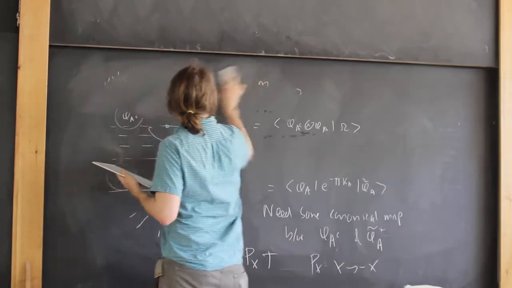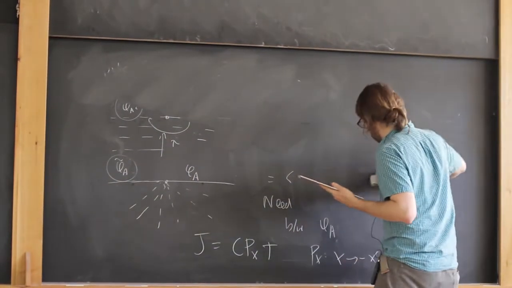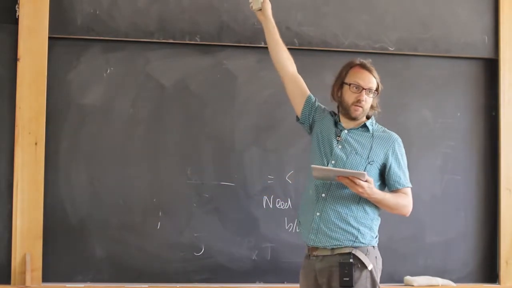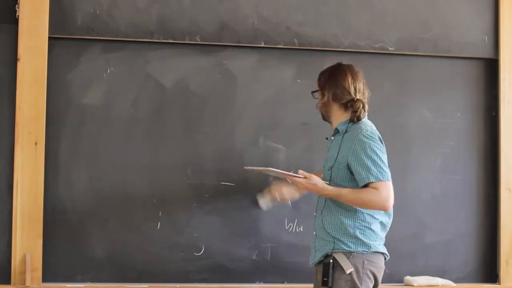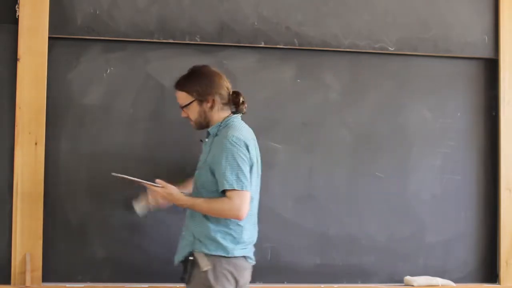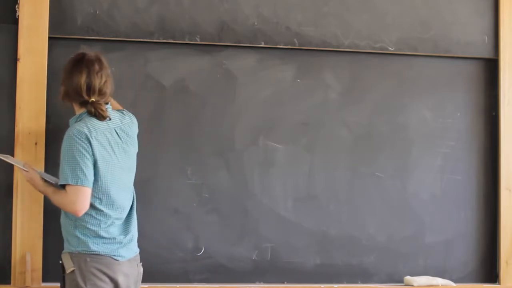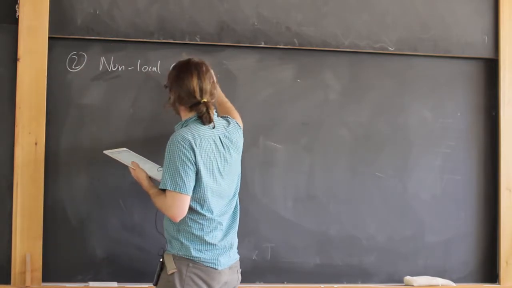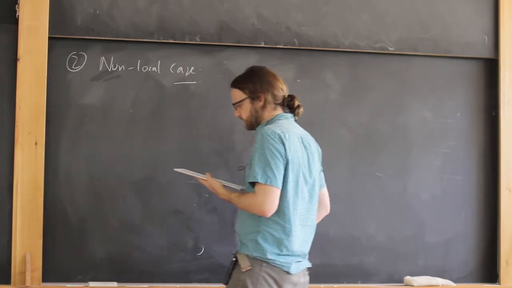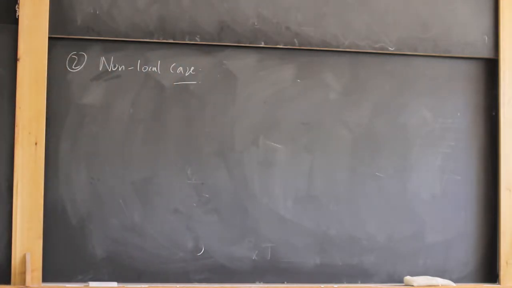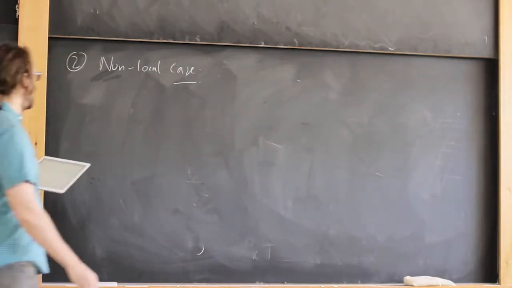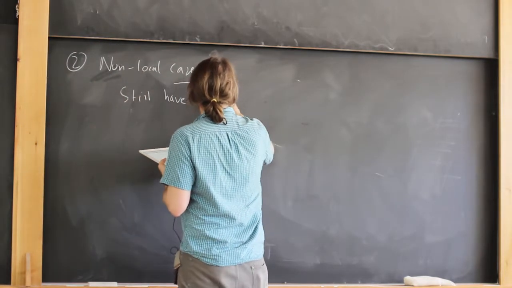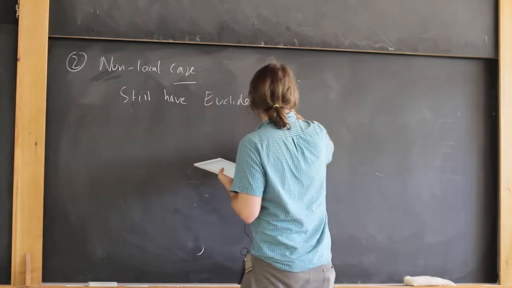So I'll call that the non-local case. Partly the reason for calling it local versus non-local is that the modular Hamiltonian takes this form as an integral over a local operator. Whereas in the non-local case, that's just not true. Okay. Non-local case. So we still have some strategies that we can apply to this. We still have the Euclidean path integral.